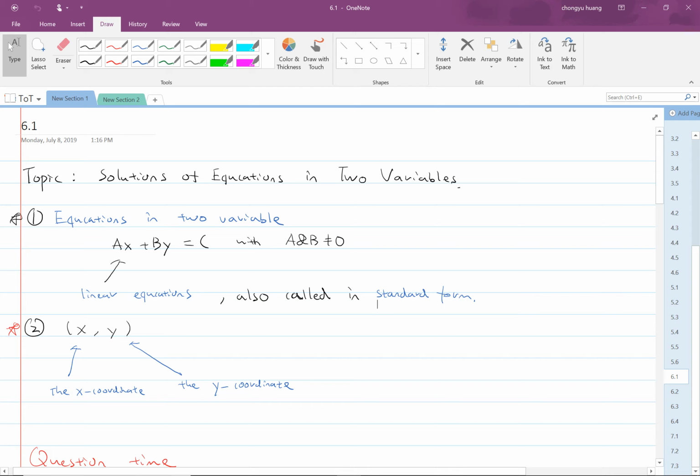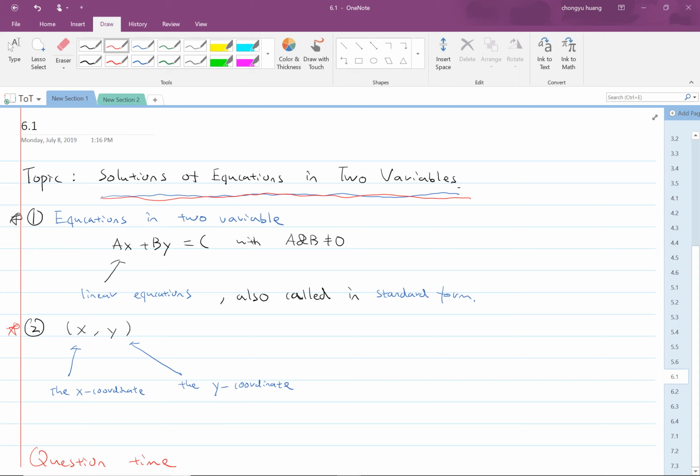Okay, so hello everyone. Today's topic is solution of the equation in two variables. Let me change my pen to a red pen. Our topic today is that we want to find the solution of the equation in two variables.